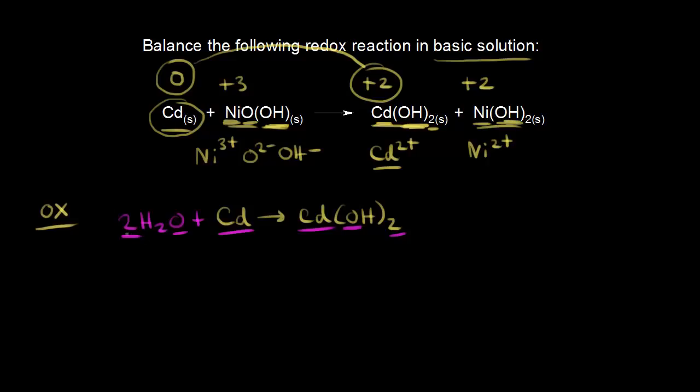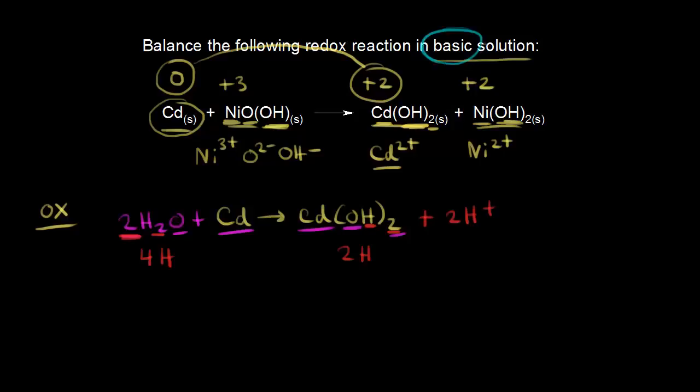How many hydrogens on the left side? 2 times 2 is 4, so 4 hydrogens on the left. How many on the right? There are 2 hydrogens on the right. So we need to add 2 protons to the right side to balance out hydrogen. So we're going to add 2H+ to the right side. So we pretended like this was in acidic solution, but remember, it's actually in basic solution.